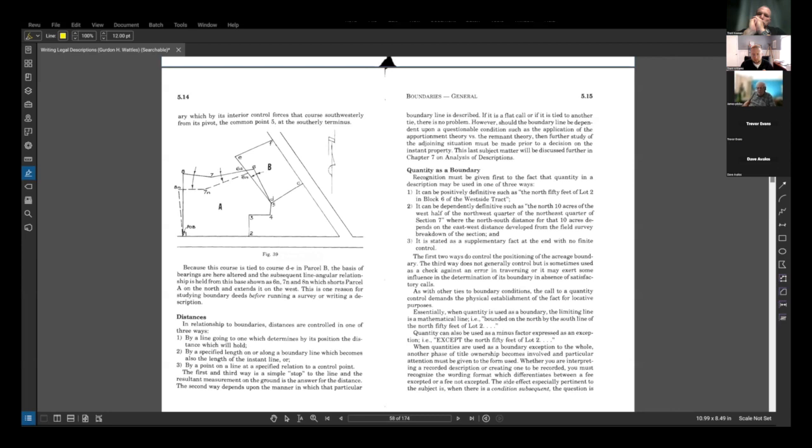Okay, so you can reverse the courses on this. You can start at the point of beginning, and instead of going to 2, you can use that basis of bearings and back up to point number 8. And when you do that, you don't go to point 8N, you go to point 8 and then to 7. And their location becomes as certain and fixed as the first 4 points.